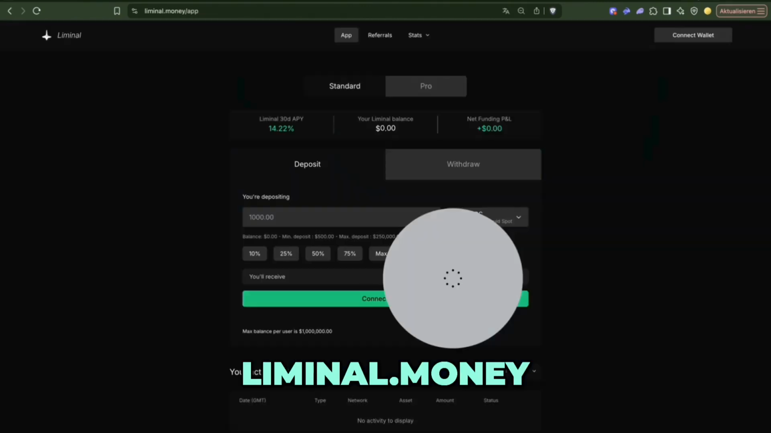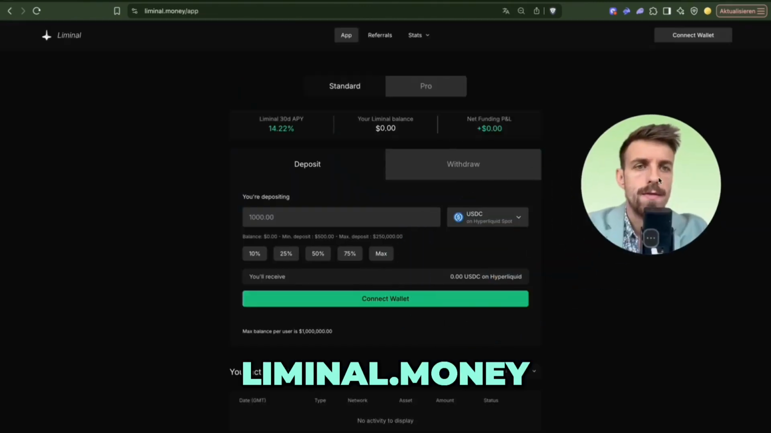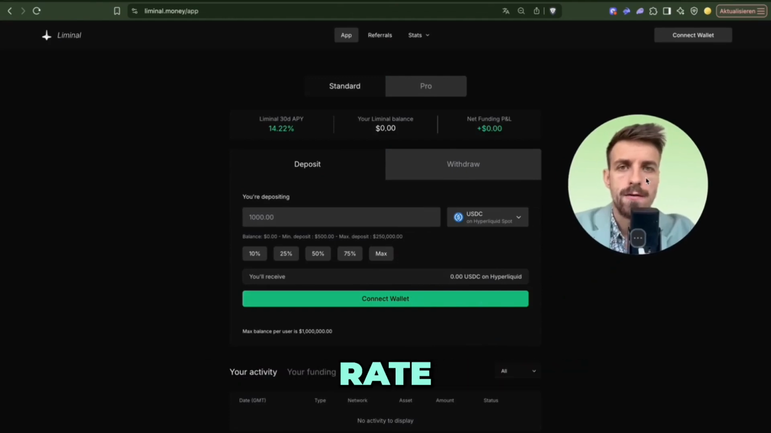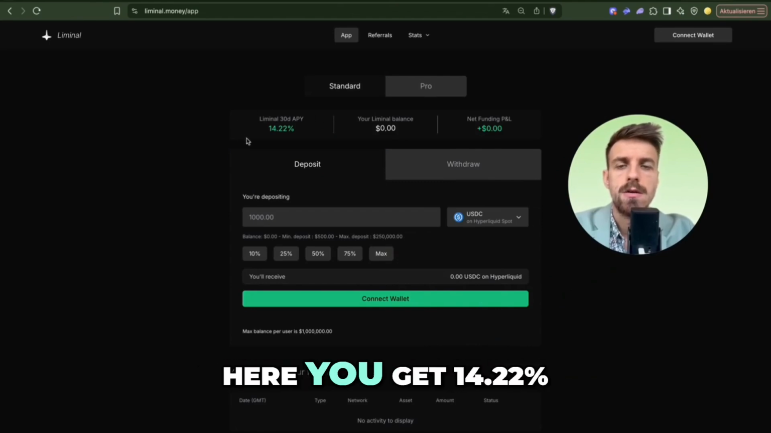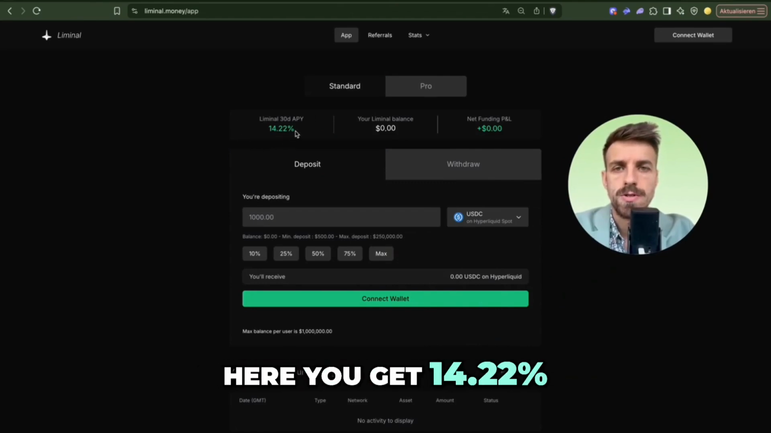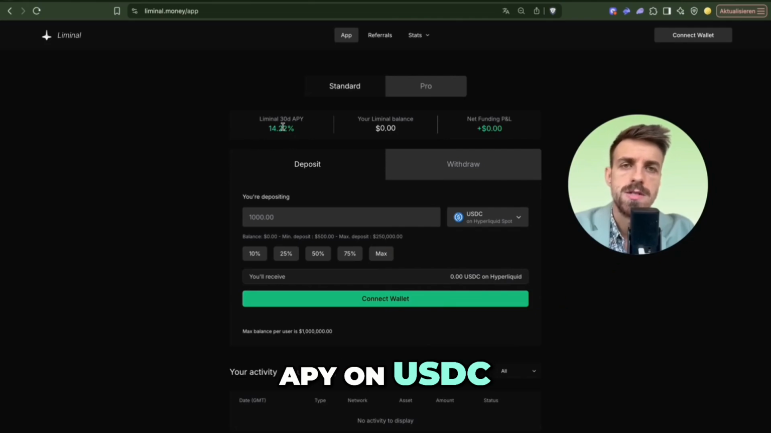So Liminal.money, they are doing funding rate farming. So you can see here you get 14.22% APY on USDC.